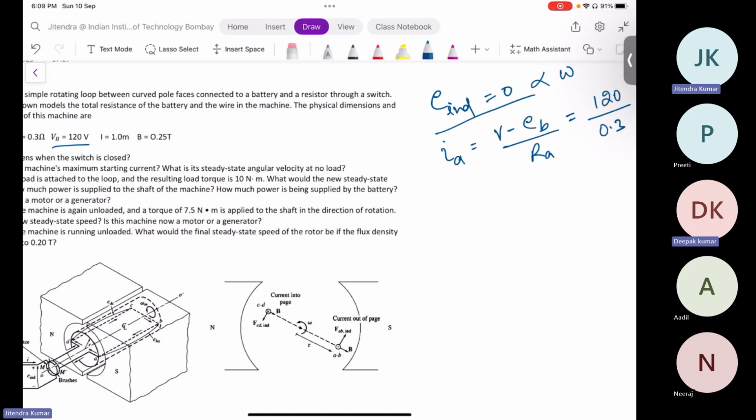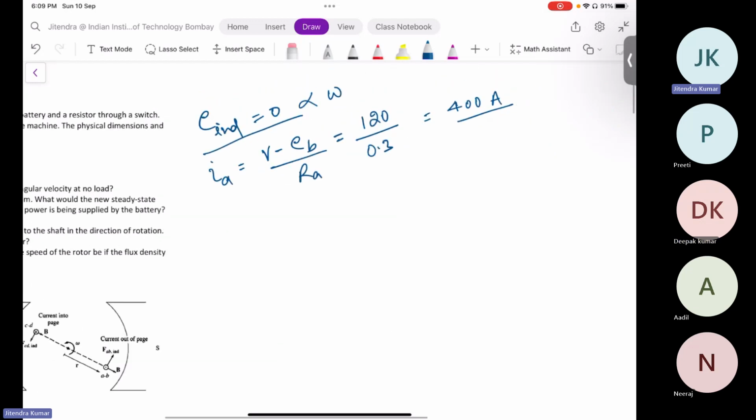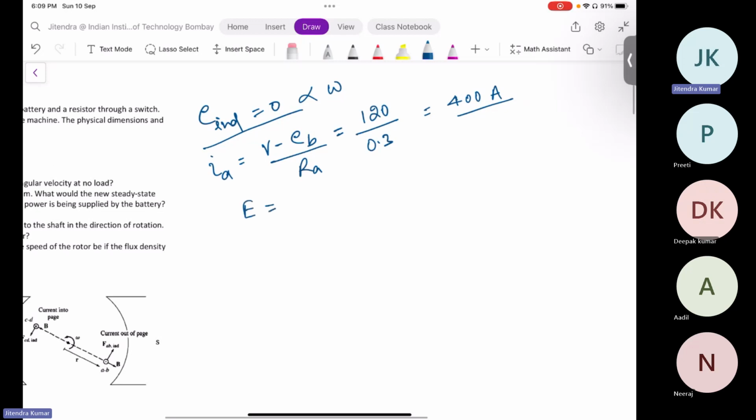If the rotor is stationary, your induced EMF will be zero because E is equal to K phi omega. You know this expression, right? E is equal to K phi omega, torque is equal to K phi IA. These are very useful, and very often they will be used. Let me write these expressions for you. E is equal to K phi omega. In terms of speed in RPM, you can write Z phi n by 60 into P by A. I hope you are aware of this expression.